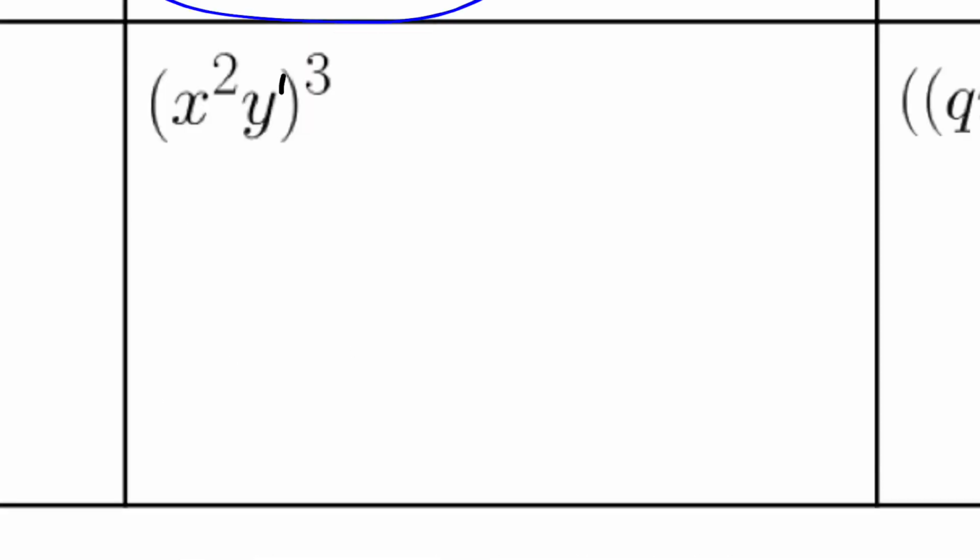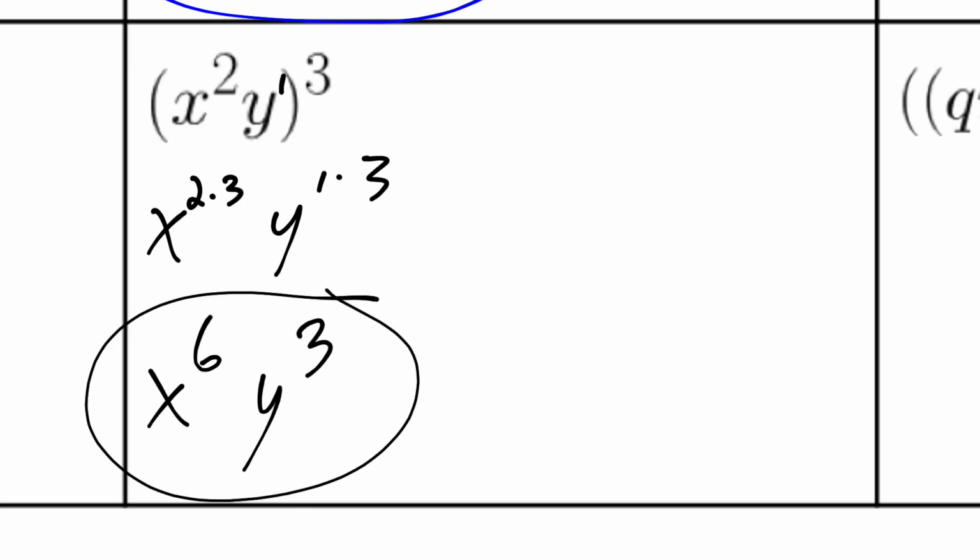I'm going to put a 1 there to represent the invisible exponent 1. And when I distribute, I get x to the 2 times 3 and y to the 1 times 3. Or x to the 6th, y to the 3rd. And I'm done.